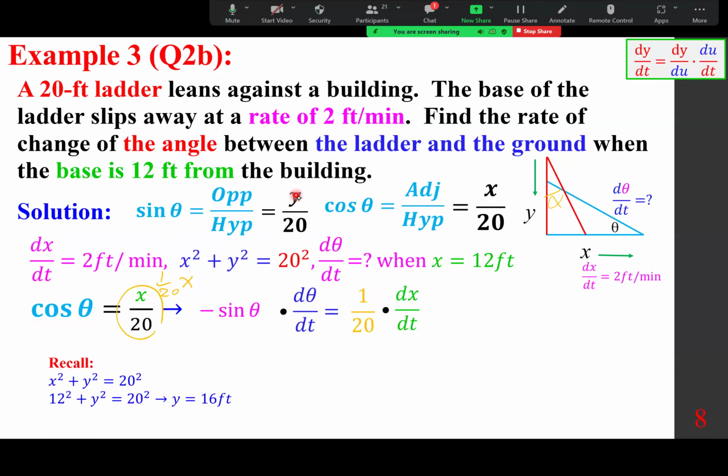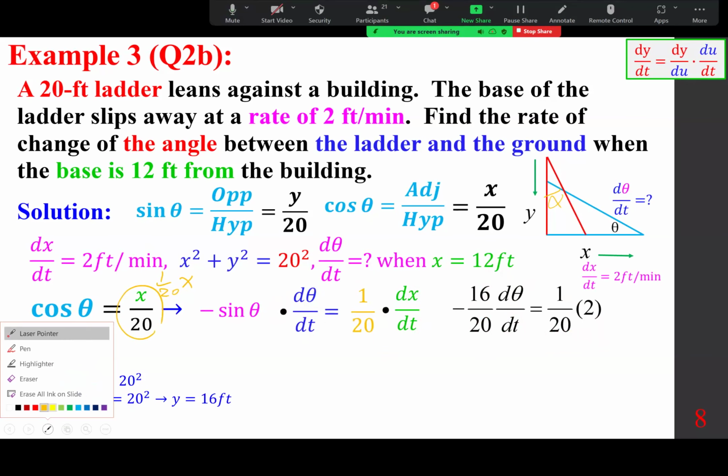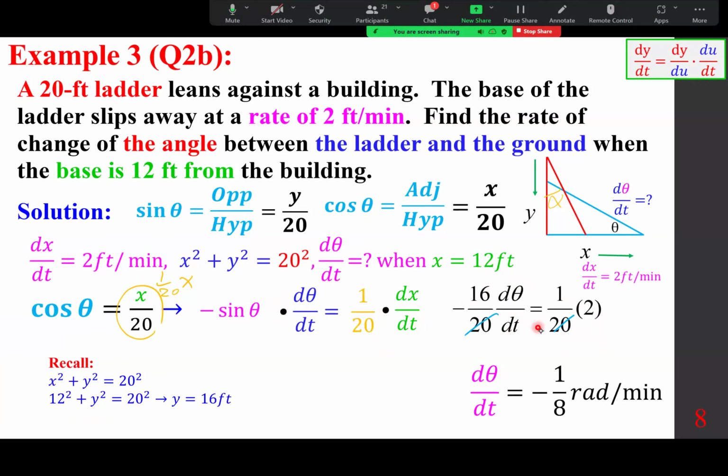So you're going to say minus, this negative sign remains, sine theta, 16 over 20, this is sine theta, everybody, d theta dt, and 1 over 20 times 2. 1 over 20, dx dt is replaced with 2. And both sides have the same denominator. You can drop it. So d theta dt is negative 2 over 16. Why negative? Because one side is negative, class. Negative 2 over 16 is negative 1 over 8.